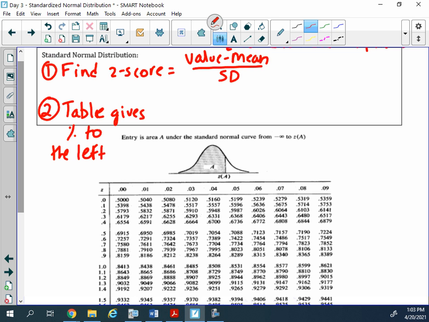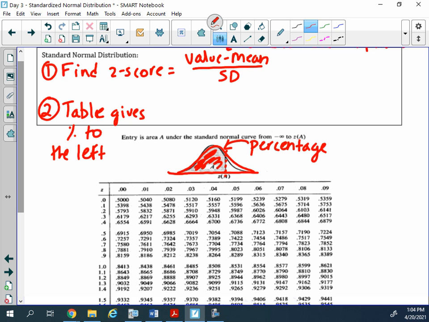So if we look at this, I'm going to just do this in red, okay? We have our z-score here. It will give us the percentage. Or another word they say is area, but we're not really thinking of area, we're thinking of percentage. But that's another way they might say the area underneath the curve or the percentage, okay? So the table always gives the percentage to the left.